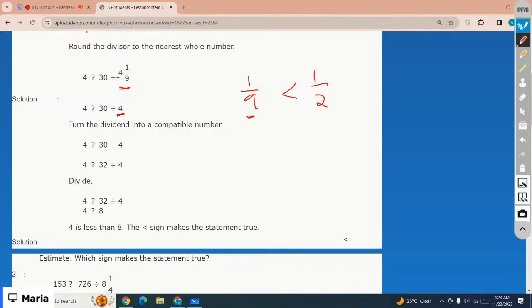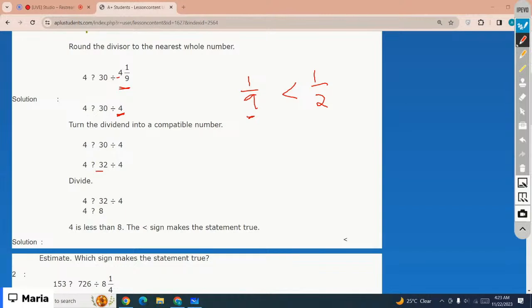You have 30 divided by 4. You have to now round off the dividend to a compatible number, right? You cannot divide 30 by 4 evenly, so you can find the nearest number that can be completely divided by 4. It would be 32. So you have to divide 32 by 4. So 32 divided by 4 is 8. Now you can see whether 4 is greater than 8 or less than 8. So 4 is less than 8, right?